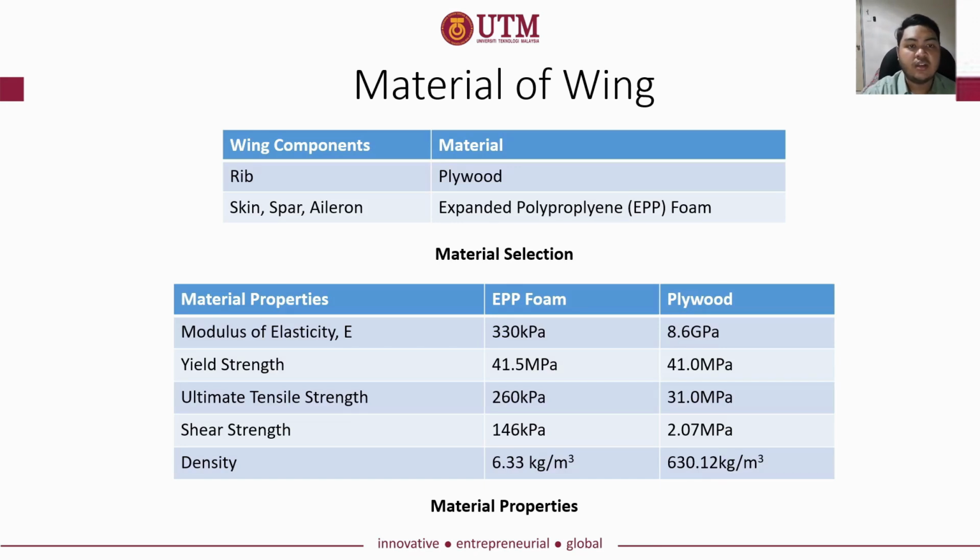First, I will explain the material of the wing that will be used in this project. For the rib of the wing, we are using plywood material. For the skin, spar and aileron, we are using EPP foam. Here are the material properties for the EPP foam and plywood, which will be used in the analysis. The modulus of elasticity, the yield strength, the ultimate tensile strength, the shear strength and the density are stated in this table.